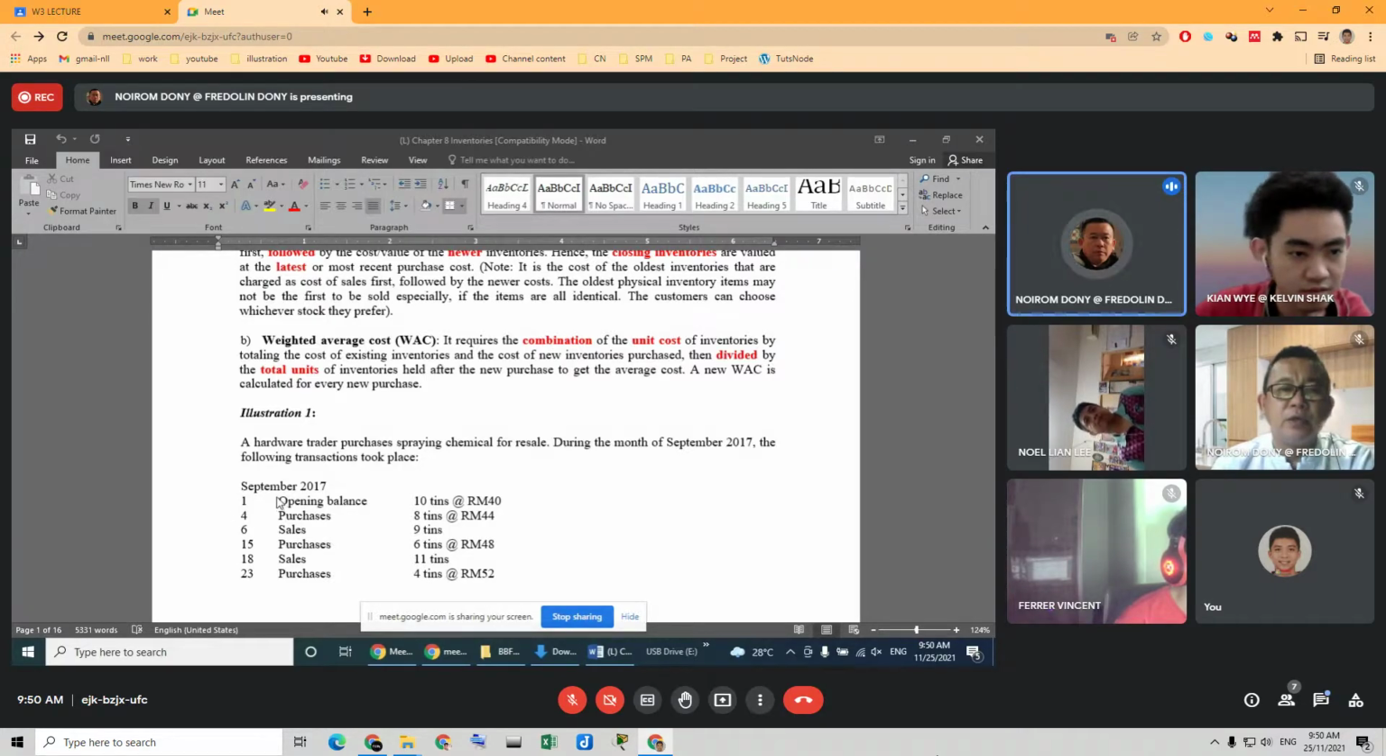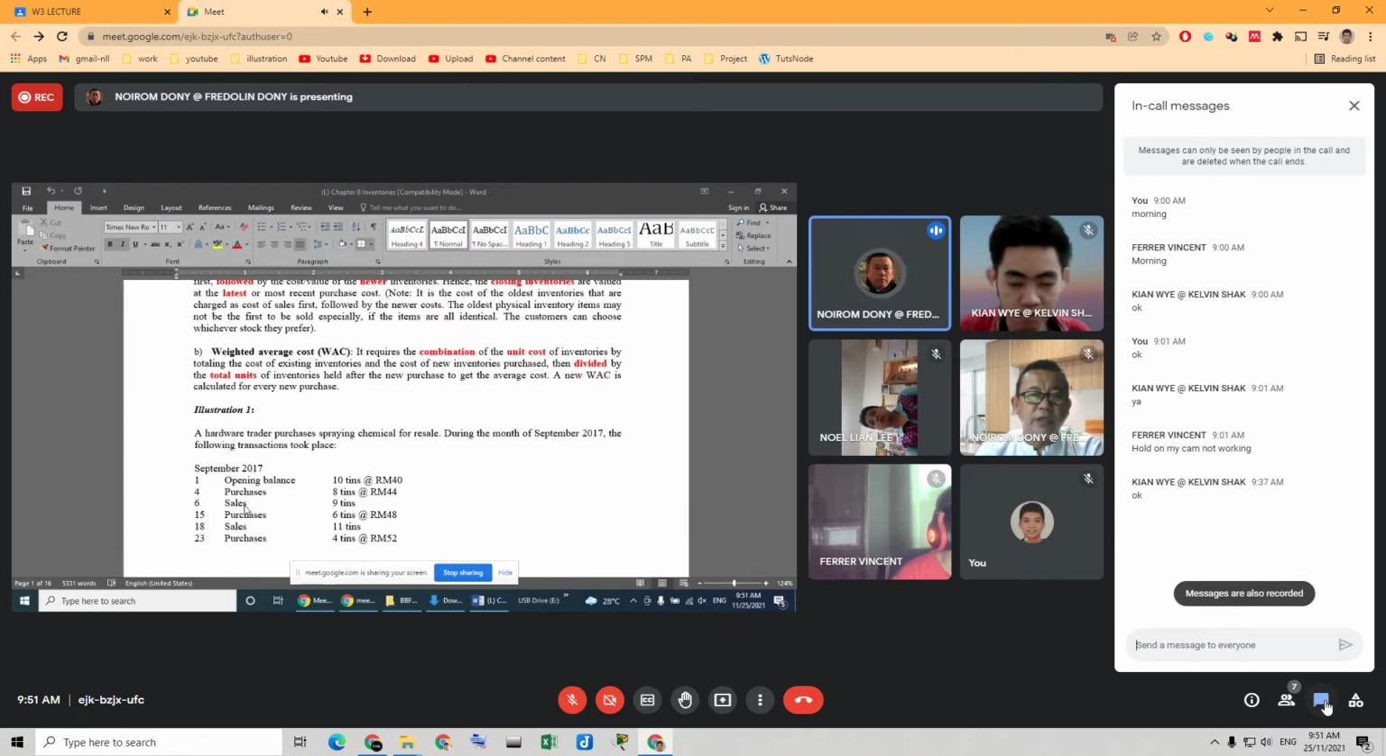Okay. So you are given the transactions, normally in the exam also, or even in your tutorial, you will have the opening balance, meaning this is your existing balance. So you have 10 units, and then the price per unit is 40 ringgit. And on the fourth, we have purchases. The purchase is 18 units at 44 ringgit. Okay. And then on the 6th, we have sales.